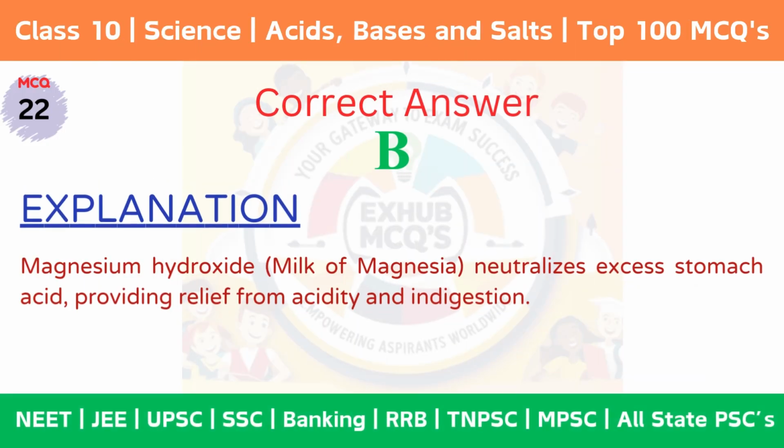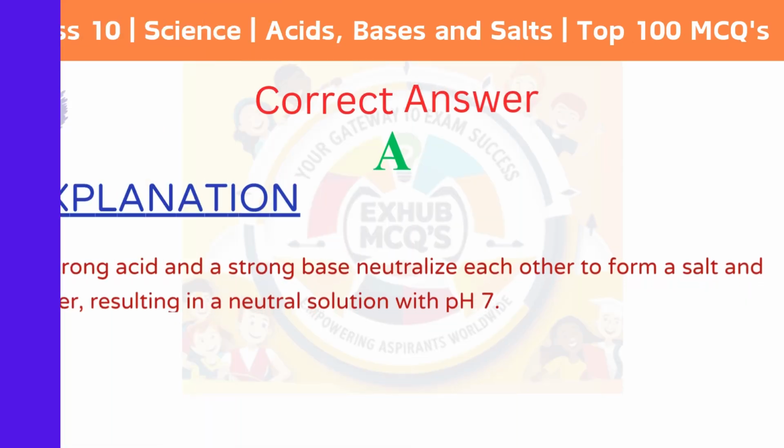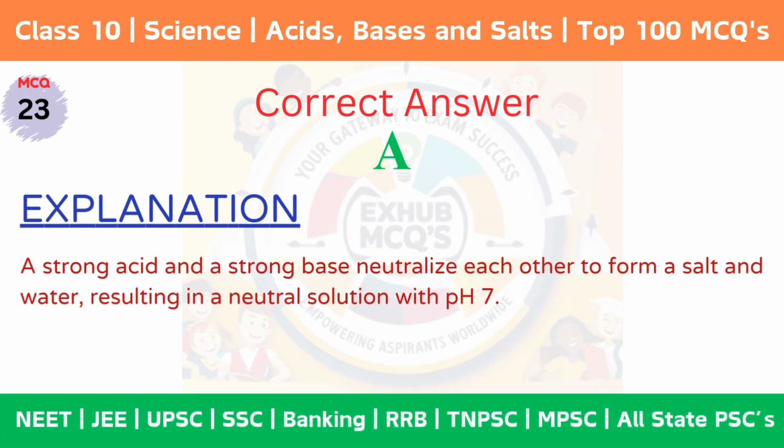Explanation. Magnesium hydroxide, also known as milk of magnesia, is a mild base that neutralizes excess stomach acid, providing relief from acidity and indigestion. MCQ 23. What is the nature of the solution when a strong acid reacts with a strong base? Option A, neutral. Option B, acidic. Option C, basic. Option D, amphoteric. The correct answer is option A, neutral.